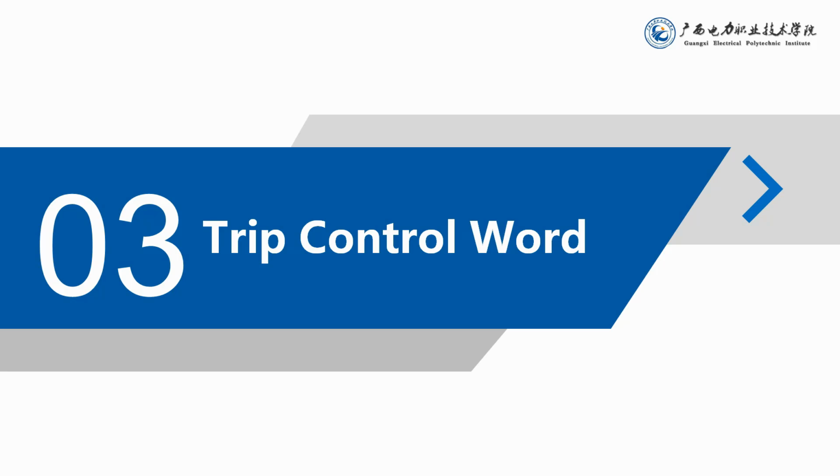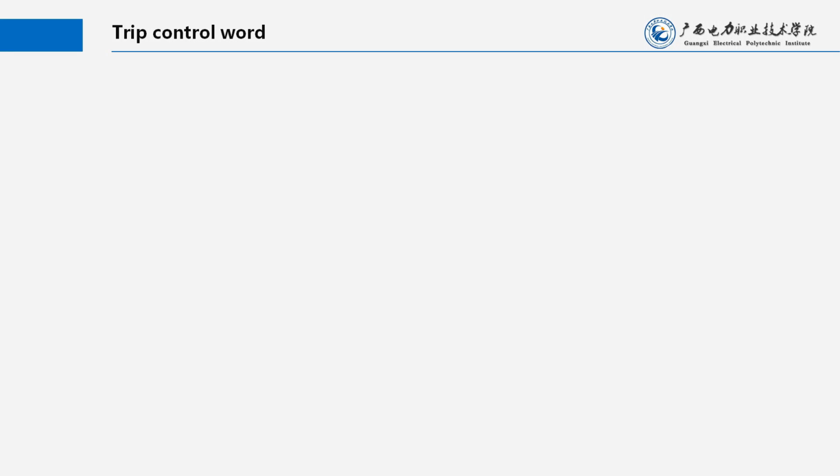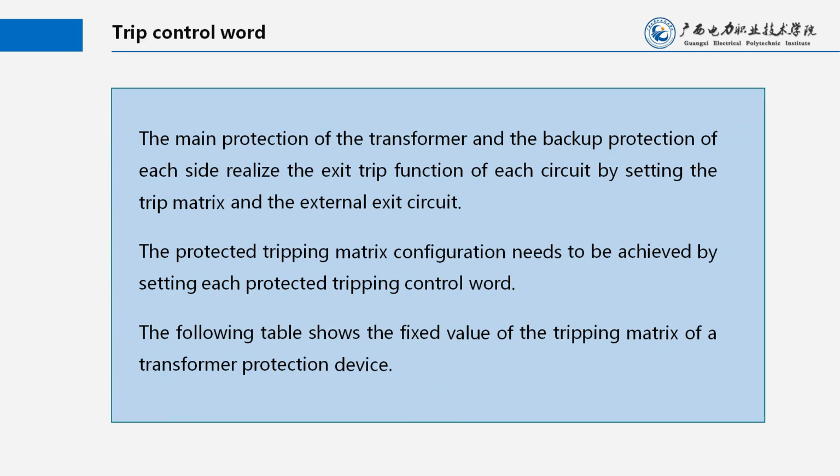Three. Trip control word. The main protection of the transformer and the backup protection of each side realize the exit trip function of each circuit by setting the trip matrix and the external exit circuit. The protection tripping matrix configuration needs to be achieved by setting each protection tripping control word. The following table shows the fixed value of the tripping matrix of a transformer protection device.